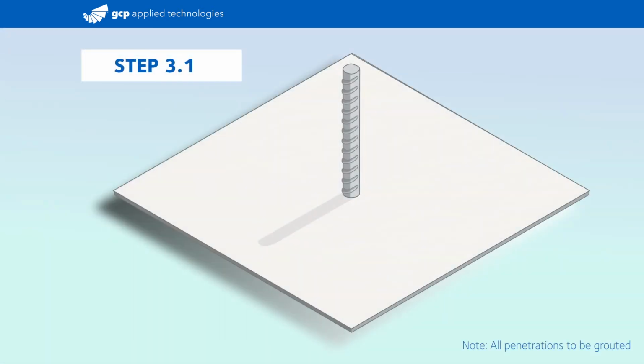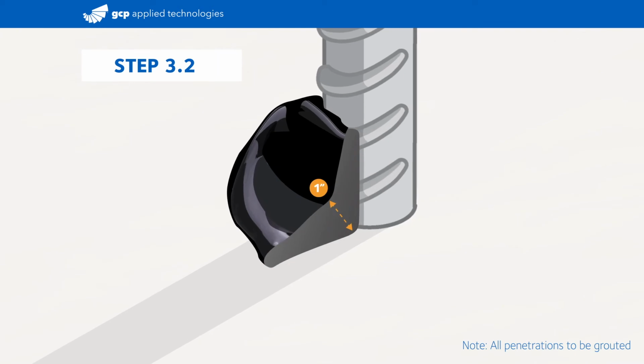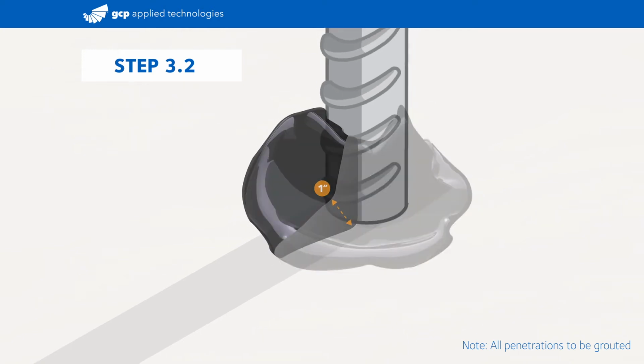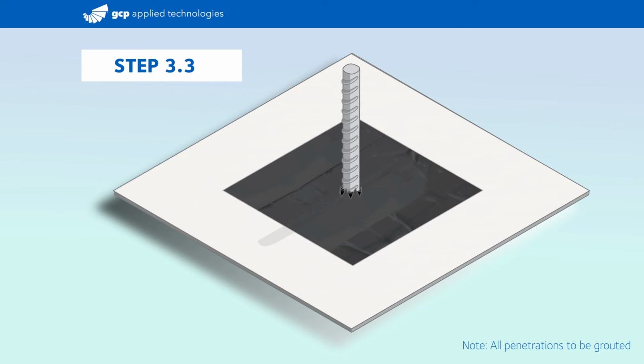Next, mix the Bituthene liquid membrane. Install a hefty 1-inch fillet of Bituthene liquid membrane at the base of the penetration, sealing from the penetration to the Preprufe membrane. Slide a pre-cut 4-inch square target patch of Bituthene membrane over the penetration and wet set it into the uncured Bituthene liquid membrane fillet. Excess liquid membrane can be struck off with a trowel.